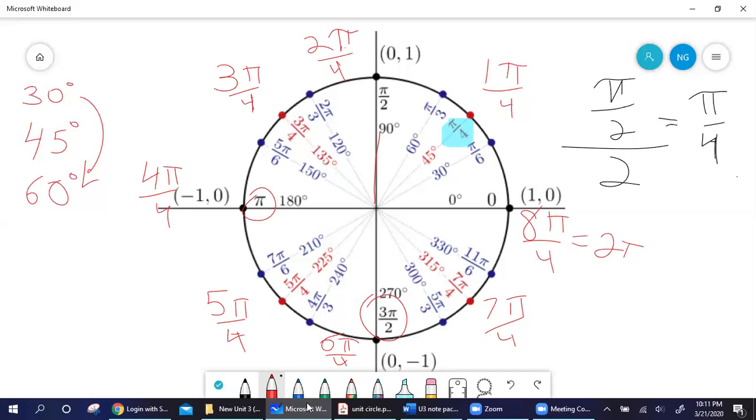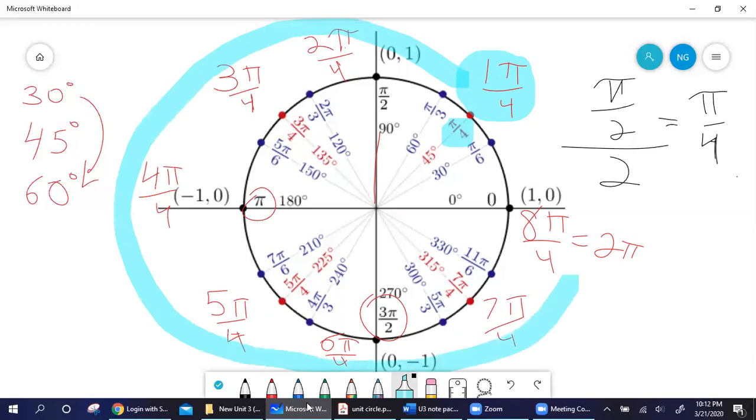2 pi. So basically the keystone is, if you know that 45 degrees is pi over 4 radians, as long as you can count 1/4, 2/4, 3/4, 4/4, 5/4, 6/4, 7/4, 8/4, you can get all the way around the circle.